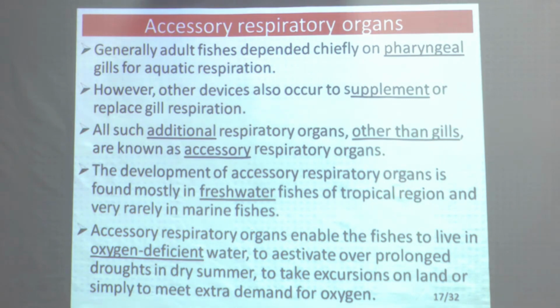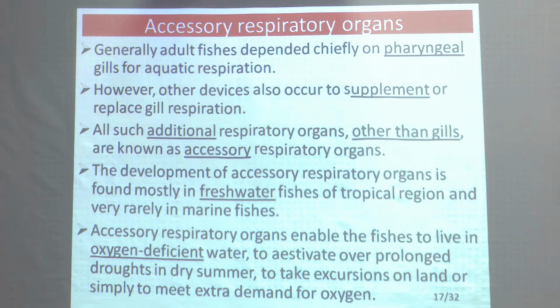That means along with the gill respiration they can take the shelter of this type of respiration, or whenever the gill respiration is defunct, or when they are in harsh conditions, at that time they can use this type of respiration. So, all such additional respiratory organs other than the gills are known as accessory respiratory organs.